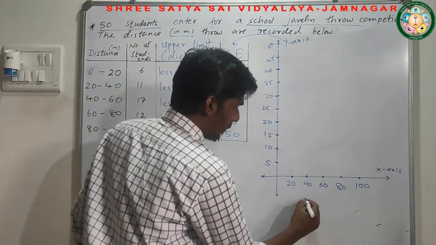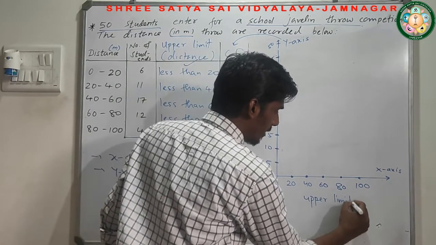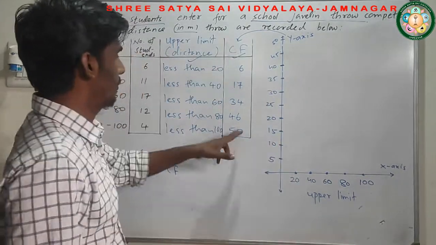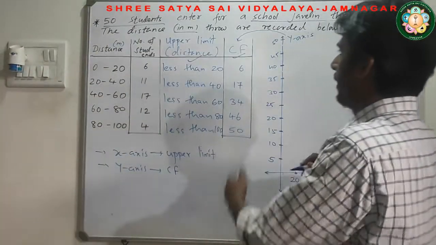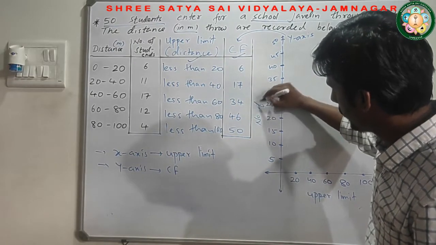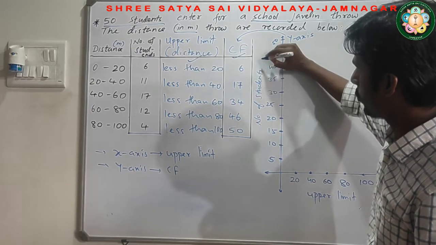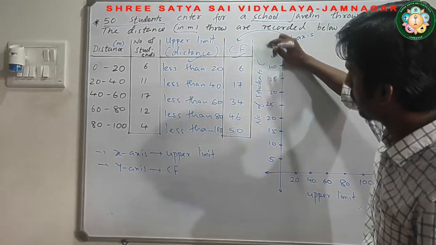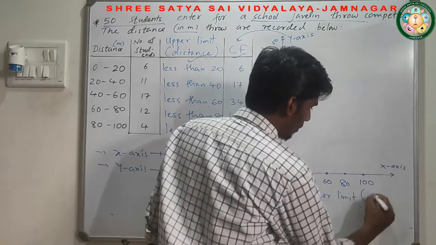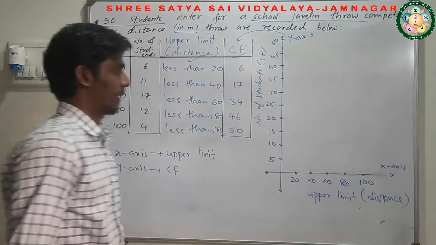This is the upper limit. So write down here upper limit, or you can write distance also. And here it's CF, or we can write number of students, or we can write as CF. And here upper limit is what is given in distance.